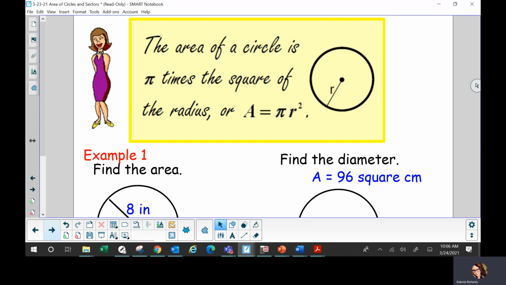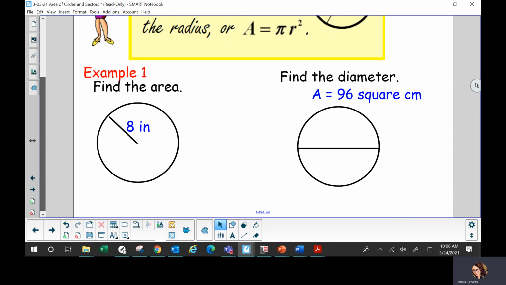Before we look at area of sectors, we need to look at area. How do you find the area of a circle? Pi r squared. Okay. So let's work with that and try a few examples to see if we can jog our memory. Example 1, find the area if your radius is 8 inches.